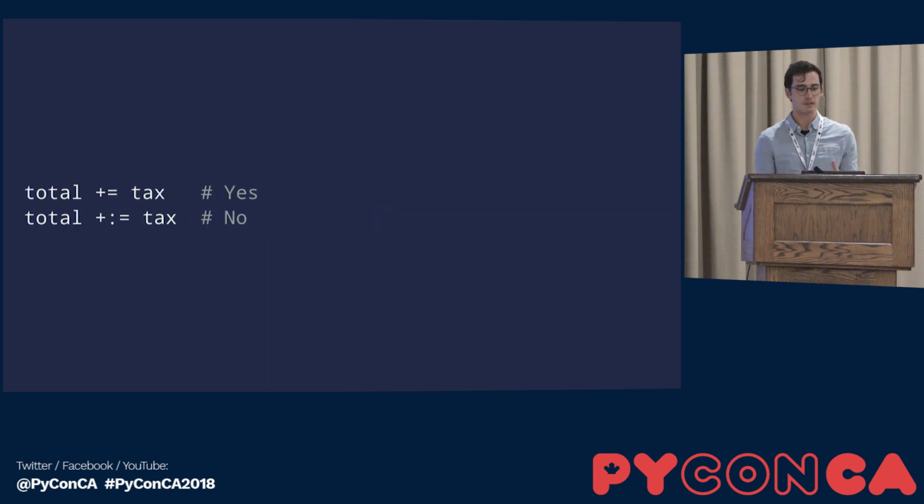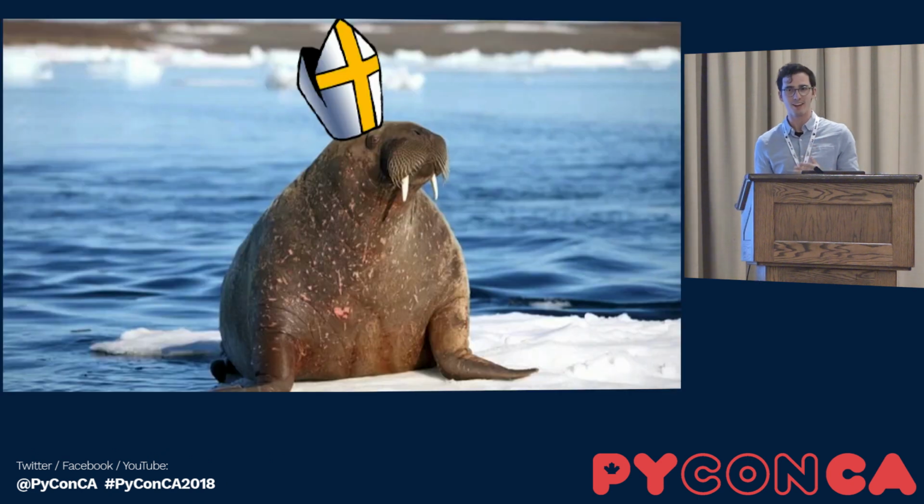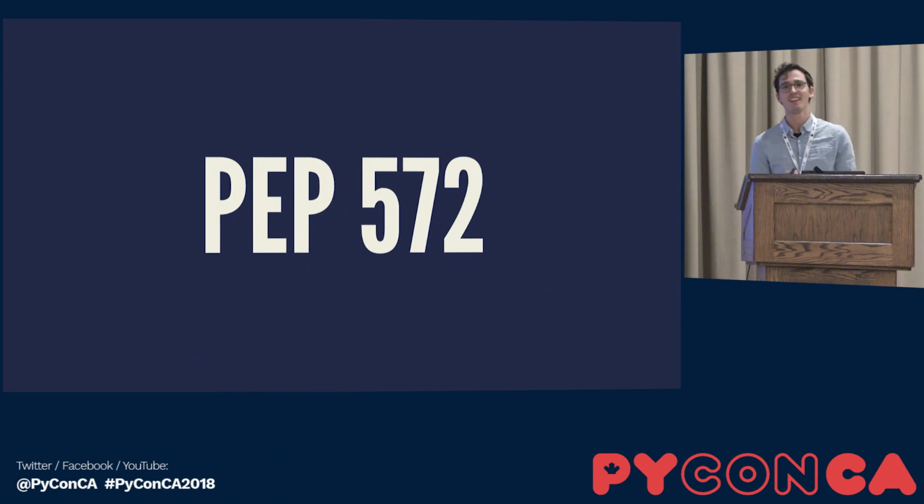And lastly, we can't do things like plus walrus equals tax. It doesn't make any sense. And actually, I don't know what we would call it. Maybe like walrus with like a Pope hat on top. Okay, so that is PEP 572.